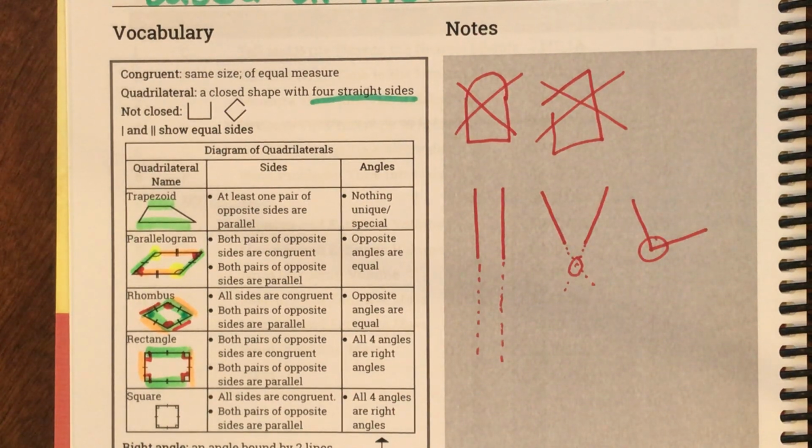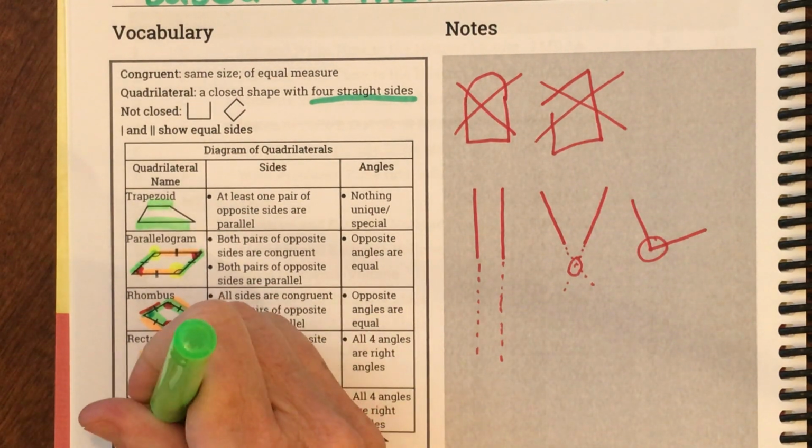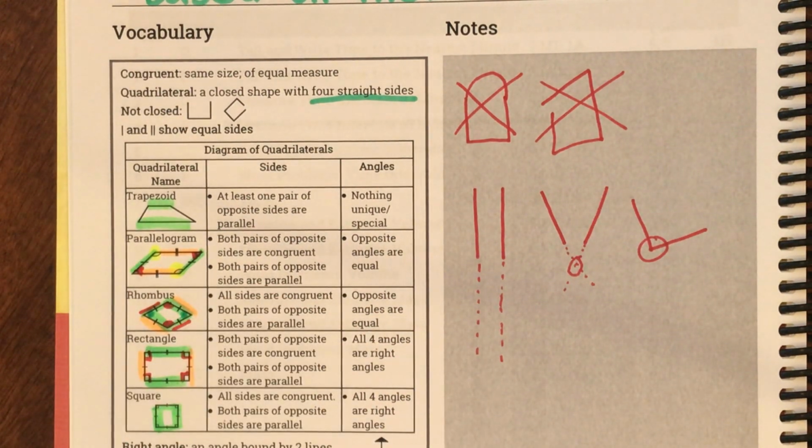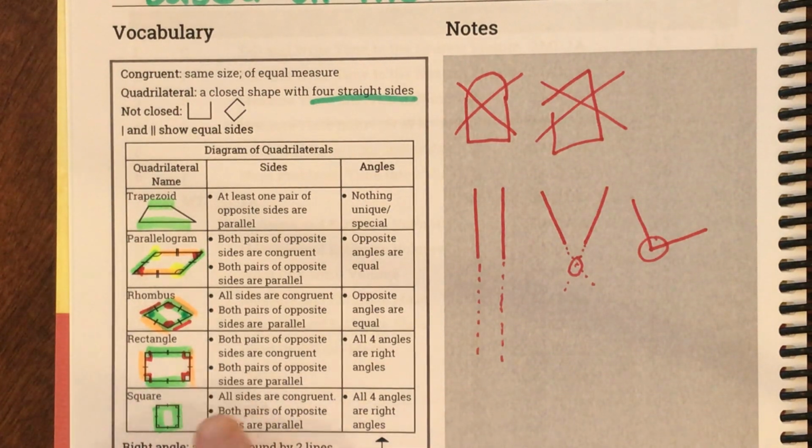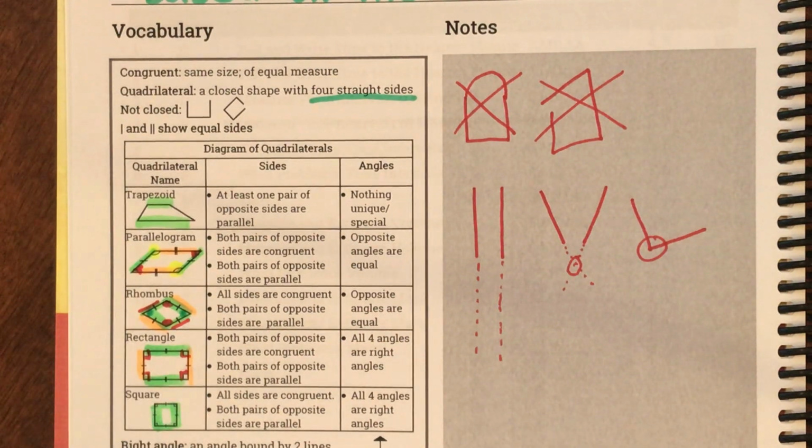Okay, our next one is called a square. And again, you've probably known this shape since you were little. You just probably didn't know all the attributes. It says all sides are congruent. All sides. So 1, 2, 3, 4 congruent sides. Opposite sides are parallel, and all four angles are right. So again, it has the same rules as the rectangle, but it has another rule. It has to have four equal sides.